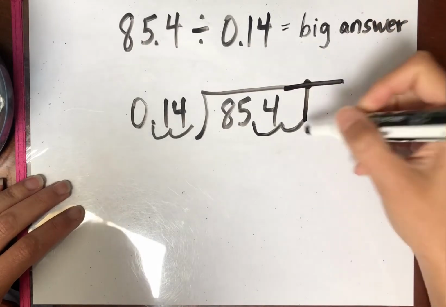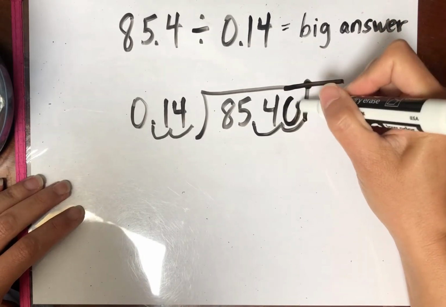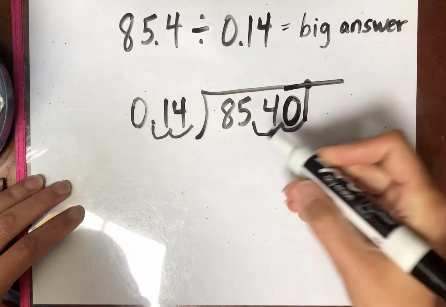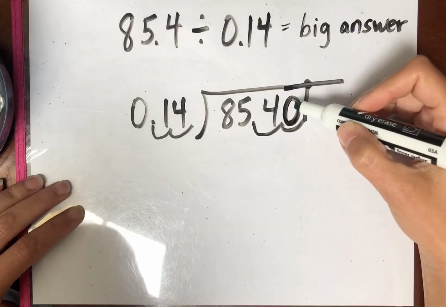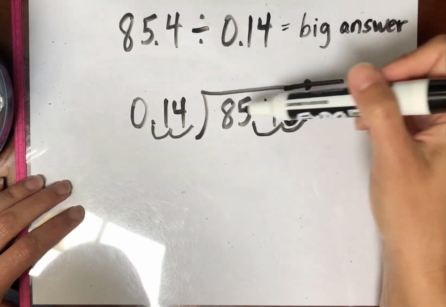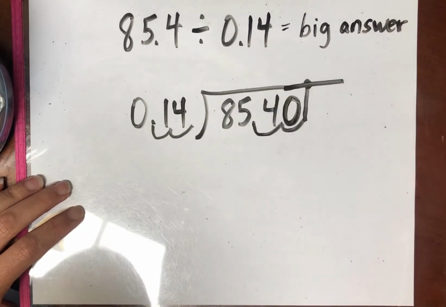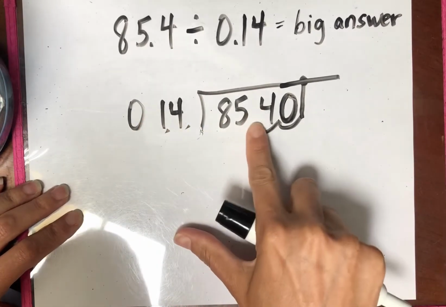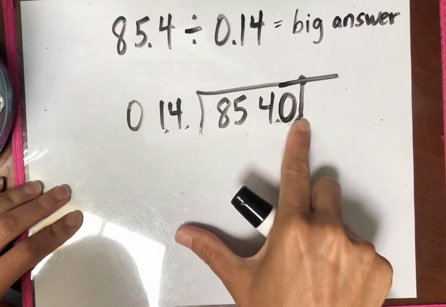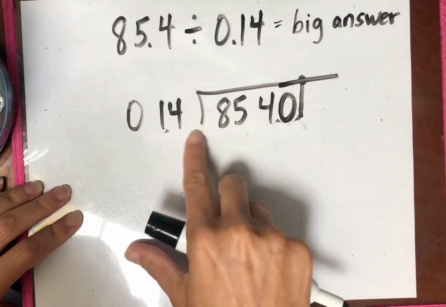Okay, and I extend the bar a little bit. I have to add a 0 here, because the decimal moved over twice, so I had to add a 0 there. And now it's like I'm dividing 8,540 divided by the whole number 14. So I can even erase all those little loops if they're confusing to you. Okay, and now I'm just going to do regular division.